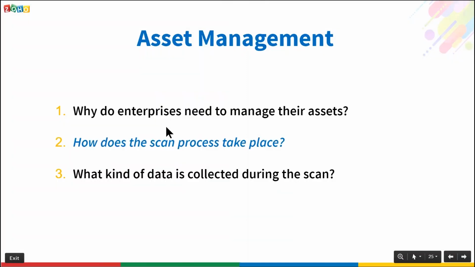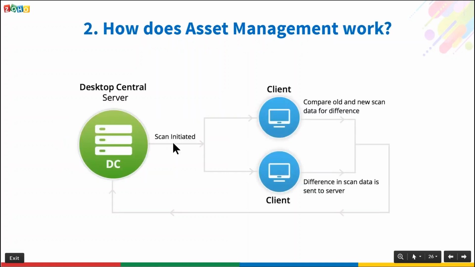So how does asset management work? As I explained before, agent installation is a must on the client machines in order to manage them. So when you install an agent on the client machine for the first time, the Desktop Central agent automatically runs two types of scans: patch scan and asset scan. This will be automatically triggered. So now we are into asset management, so we will see how the asset scan works in detail.